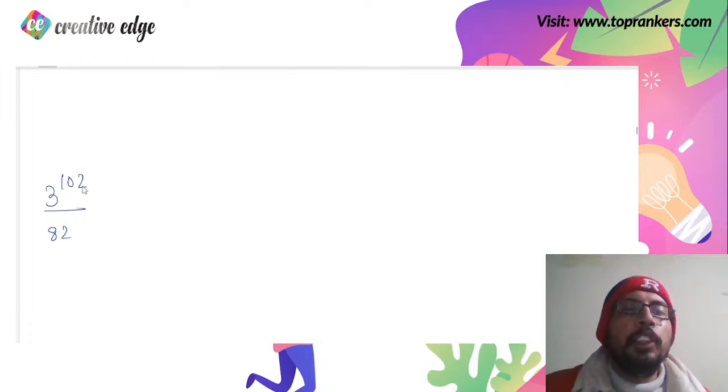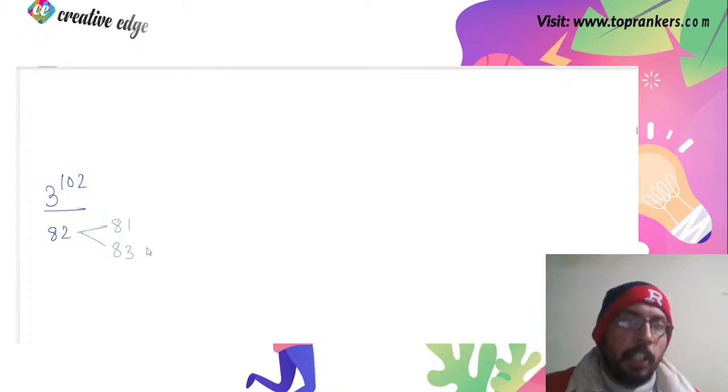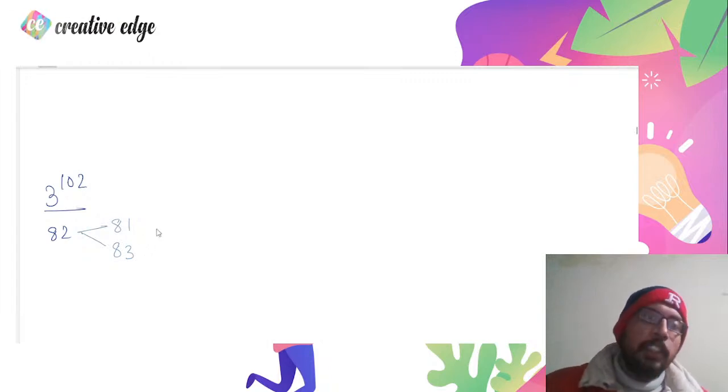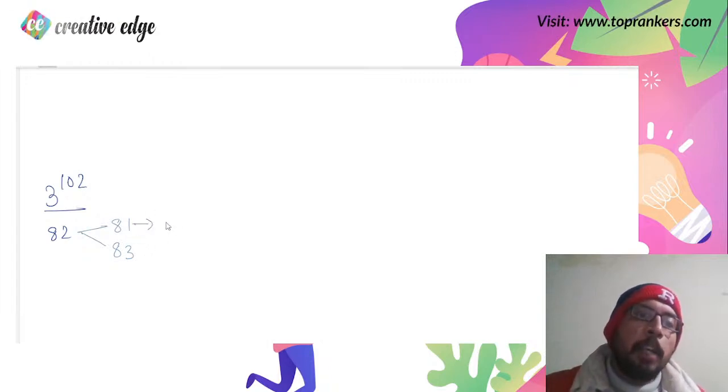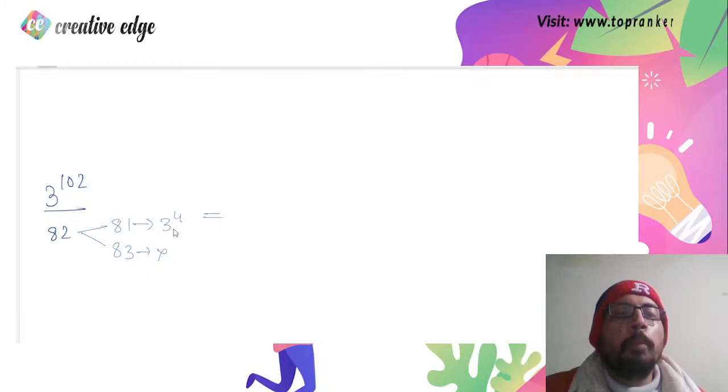Now 3 to the power 102 upon 82. So what choice do I have? Either I make 81 or 83 in the numerator. So I can see that this 81 can be written as 3 to the power something. What is that? That is 3 to the power 4. And 83 is a prime, so I should not be considering this. So anyhow I should be having 3 to the power 4 in my numerator.